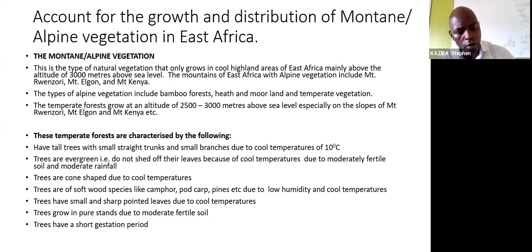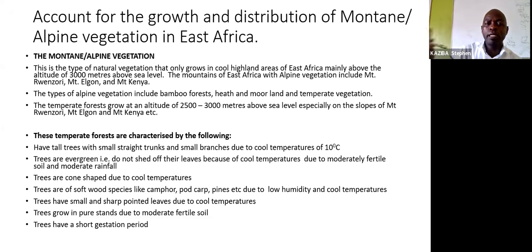So we have only 3 types of vegetation which fall under this category. Make sure you emphasize that. And it can only be traced on 3 mountains in East Africa. That is Mount Rwenzori, Mount Elgon, and Mount Kenya. So the examples of alpine vegetation are bamboo, temperate, heath, and moorland.